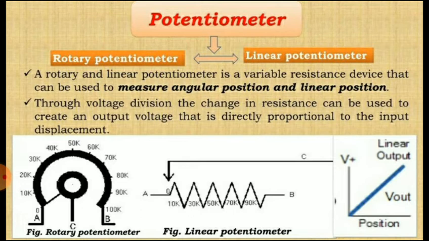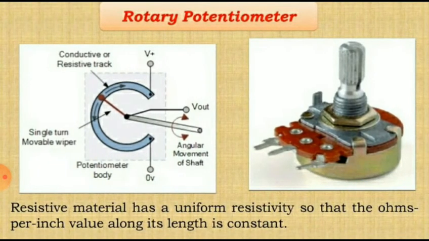If the track, that is the mandrel, has a constant resistance per unit length for a linear pot, then the output voltage is proportional to the displacement. If the track has a constant resistance per unit angle, then the output is proportional to the angle through which the slider has rotated for a rotary pot. So this is also another diagram of a rotary potentiometer. The resistive material has a uniform resistivity so that the ohms per inch value along its length is constant.